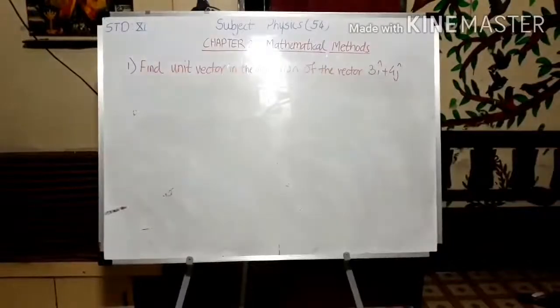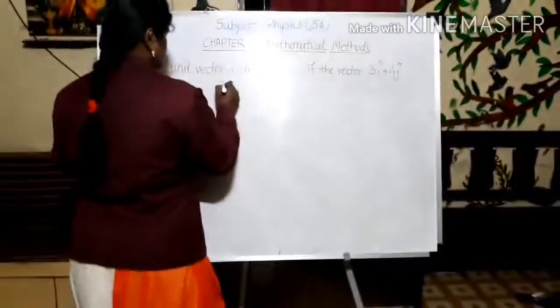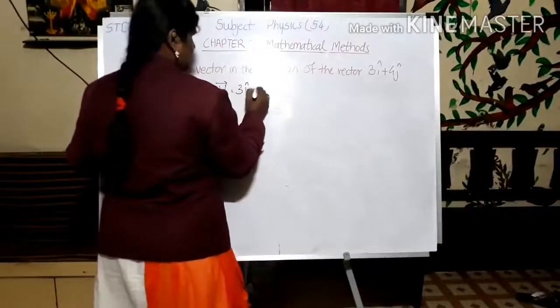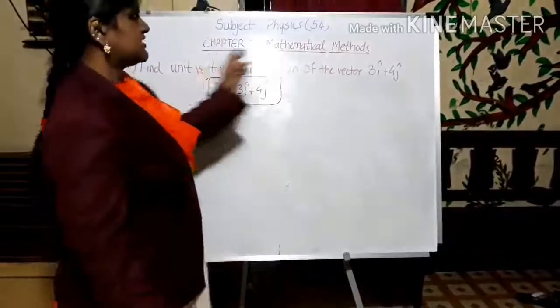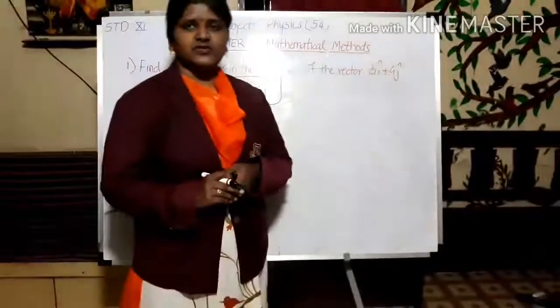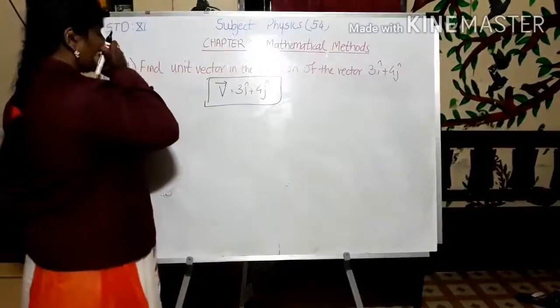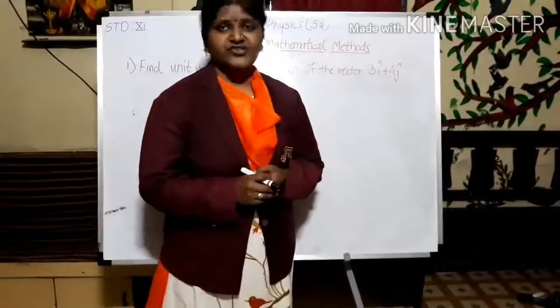What is a unit vector? We have to write the formula for the same. Let us consider this vector as v bar. We have to give some name here, right? So initially I have given v bar. Let's consider the given vector as v bar, and we are going to find out the unit vector of the same. So, what is the question? Find a unit vector in the direction of vector 3i plus 4j.